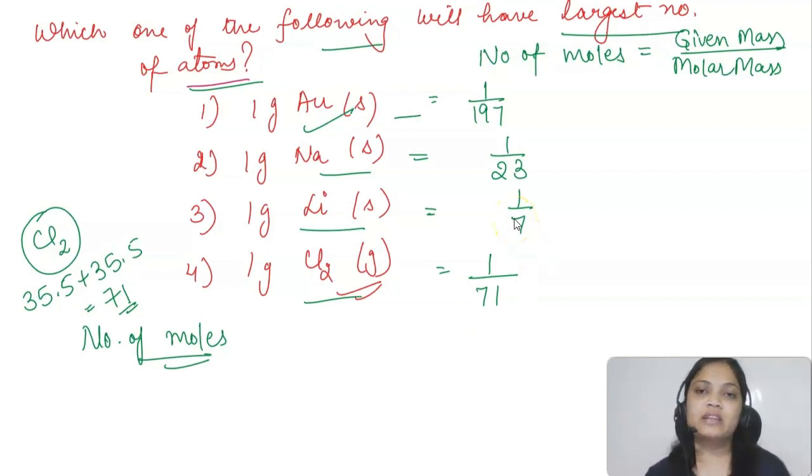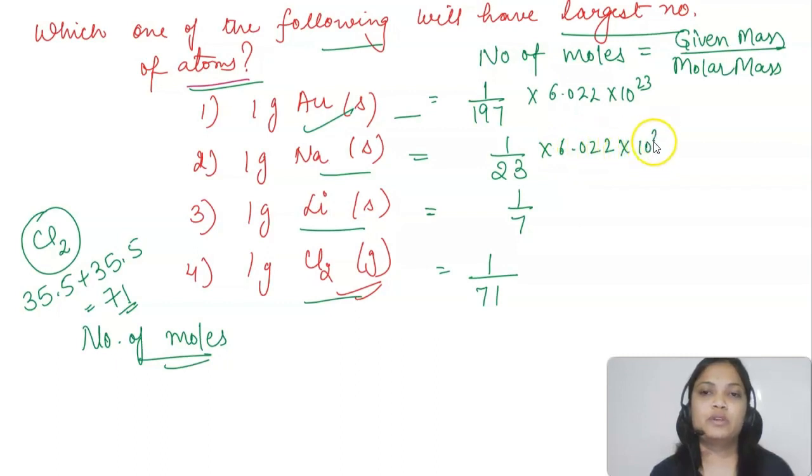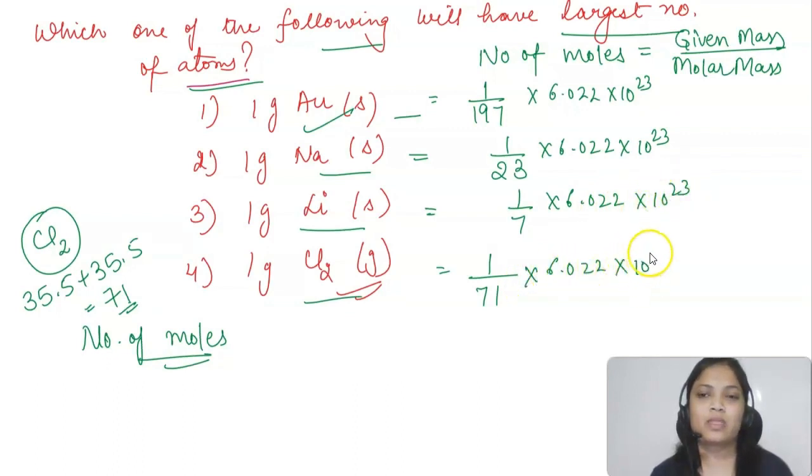Now to calculate the number of atoms, you have to multiply all these values with Avogadro's number, which is 6.022 into 10 to the power 23. Now, are you going to do all these calculations in your NEET examination? Of course, if you have to find out the number of atoms, you need to do it, but let me tell you one thing, that there's no requirement to do so.